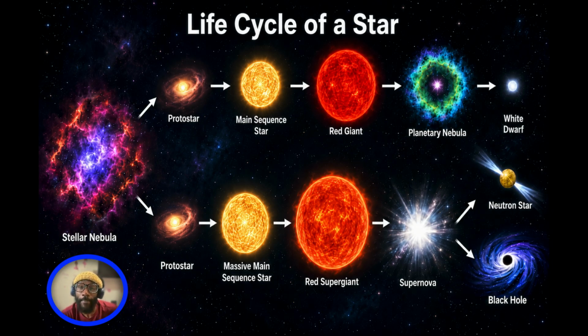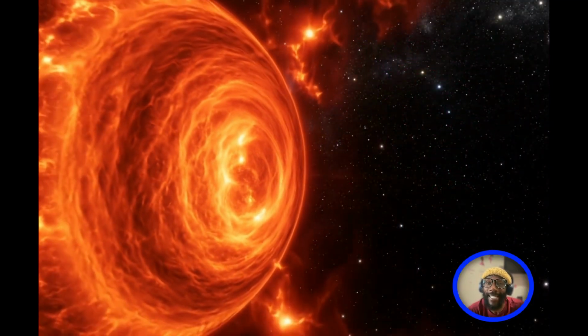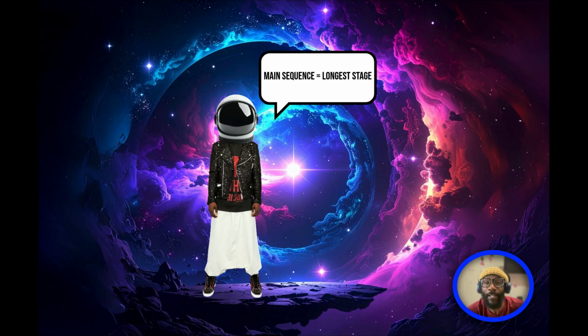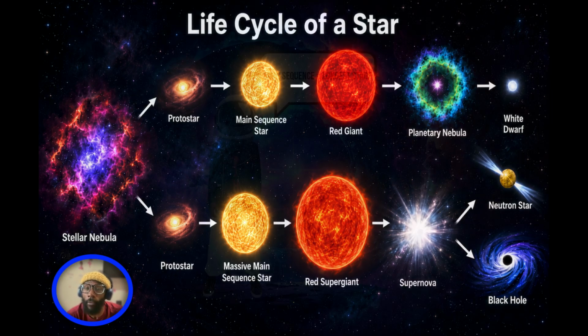After the protostar becomes hot and dense enough, nuclear fusion begins. That is when the star enters the main sequence stage. The main sequence is the longest stage of a star's life. That is where the star spends most of its time. During this stage, hydrogen is being fused into helium in the star's core. Our sun is currently a main sequence star. So if you're looking at a life cycle diagram, the main sequence is the stable stage. The star is shining, producing energy and balancing gravity with outward pressure from fusion.